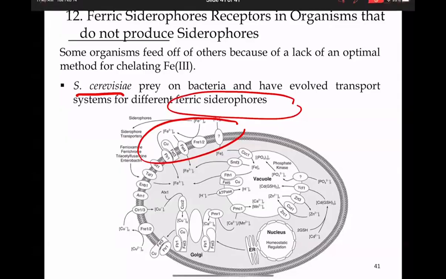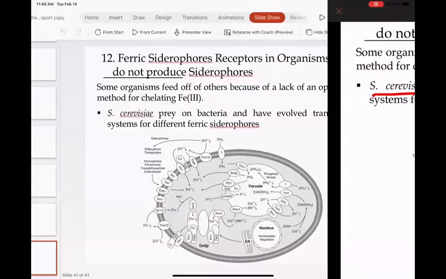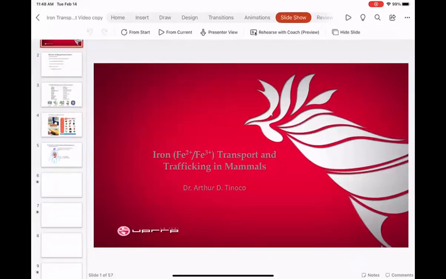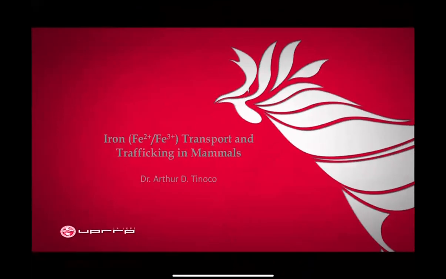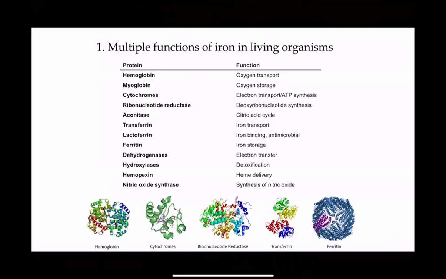All right, so let's continue our discussions. We're going to continue this exploration of transport, but we're going to tailor this to the transport of iron, and we're going to look at this from the perspective of how mammals, in this context mostly humans, transport the iron. So I'm going to skip over this slide here.